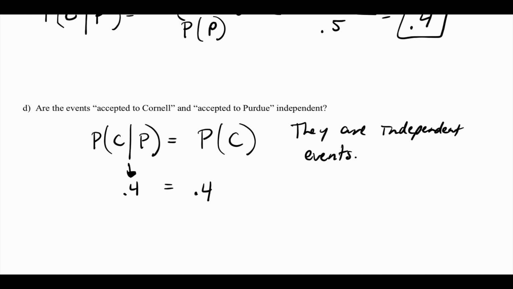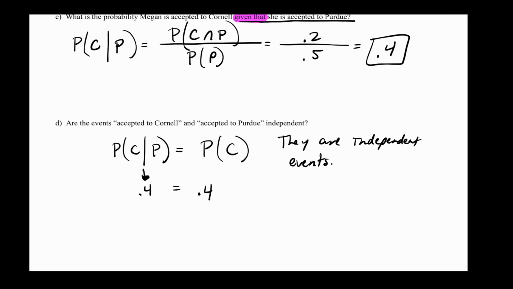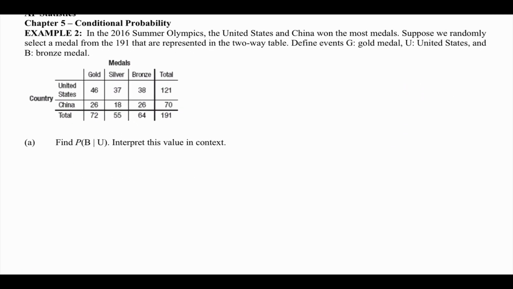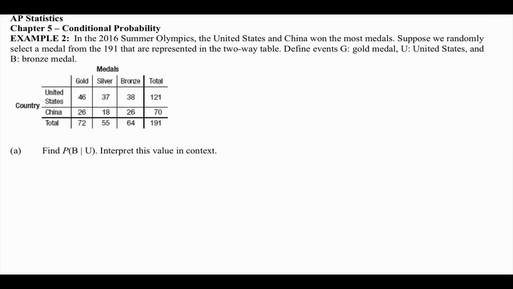So anytime they ask you, are they independent? This is what I want to see. Don't use logic, use the math. The math will tell you if they're independent or not. All right, so now let's do some more conditional probability using a table.